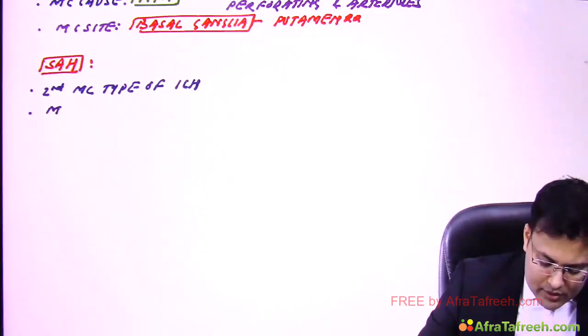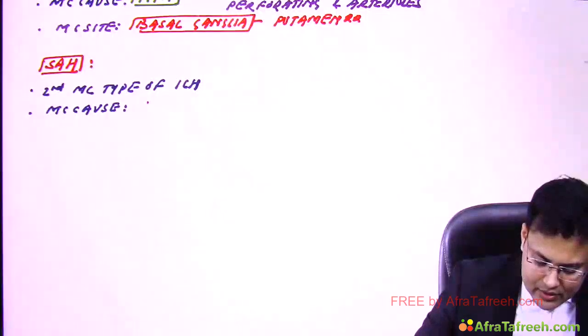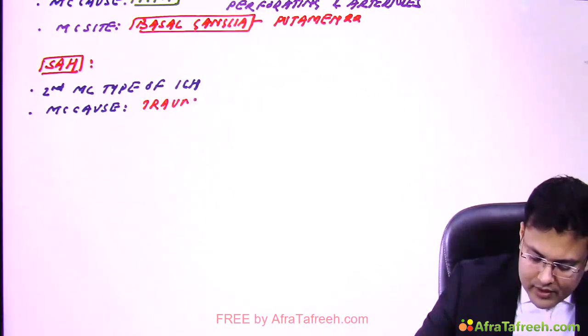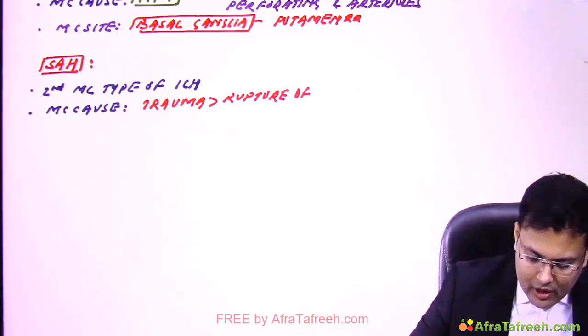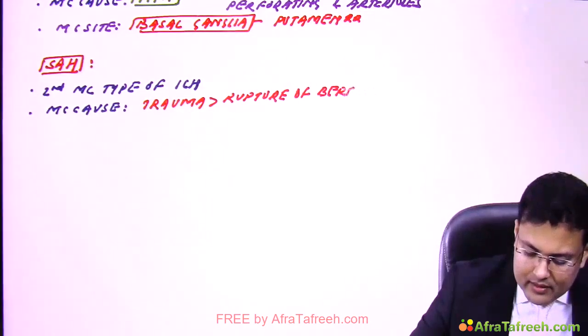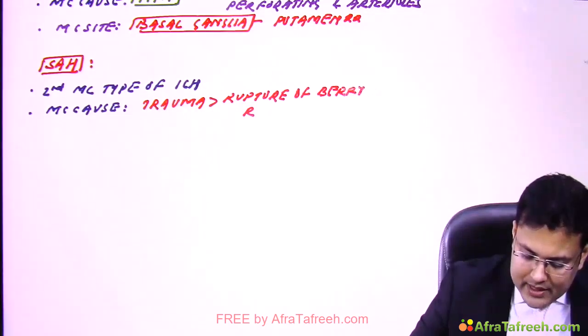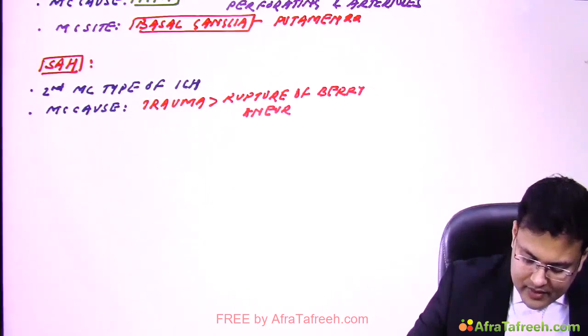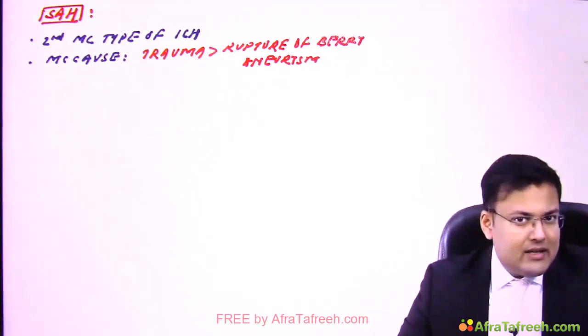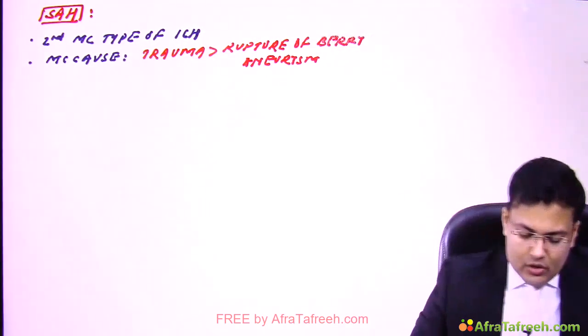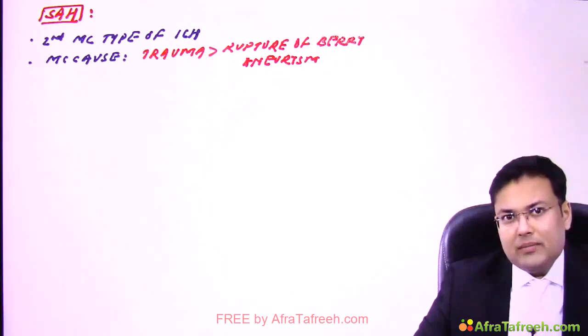What's the most common cause of subarachnoid hemorrhage? This is trauma, followed by rupture of Berry aneurysm. Okay, and you know the most common site of Berry aneurysm is anterior circulation of circle of Willis. So in detail we are going to discuss Berry aneurysm.